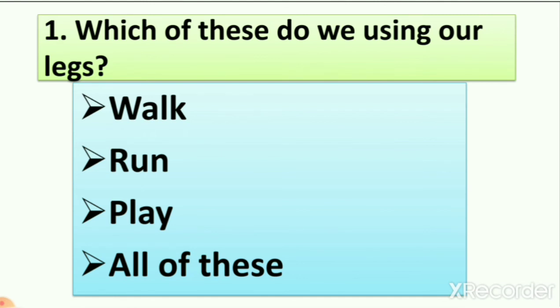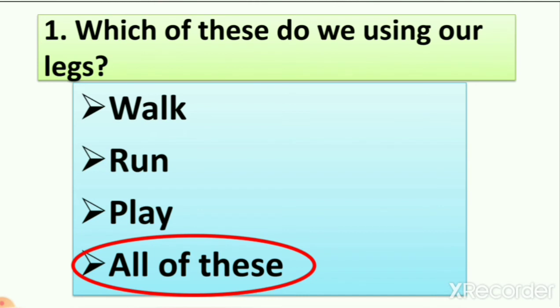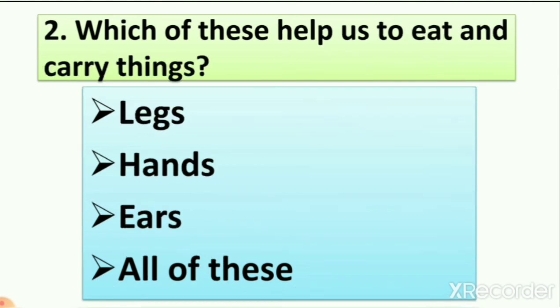So what is the answer here? Walk, run, play, all of this. So we circle the all of this. Why? Because we use our legs to walk, run, and play, right? So let's see our second question. Which of these help us to eat and carry things?